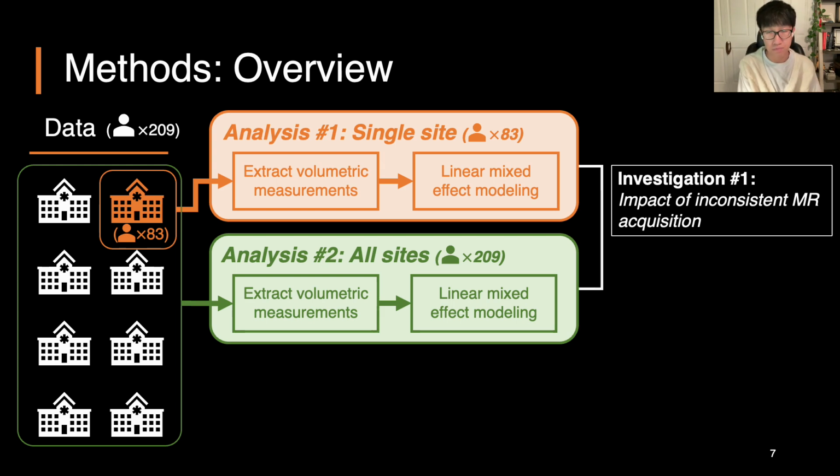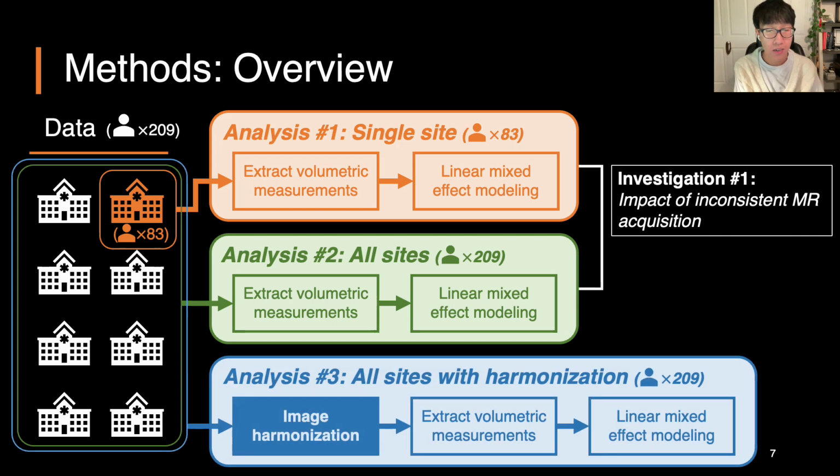And lastly, we run a third analysis, also including all the sites, but this time before running any image analysis, we first run an image harmonization algorithm. And this image harmonization is not to be confused with statistical harmonization, as you may have already heard of, like ComBat. So in this image harmonization, the input and the output are both MR images. So we want to generate a harmonized image as if this image is acquired using the desired consistent protocol.